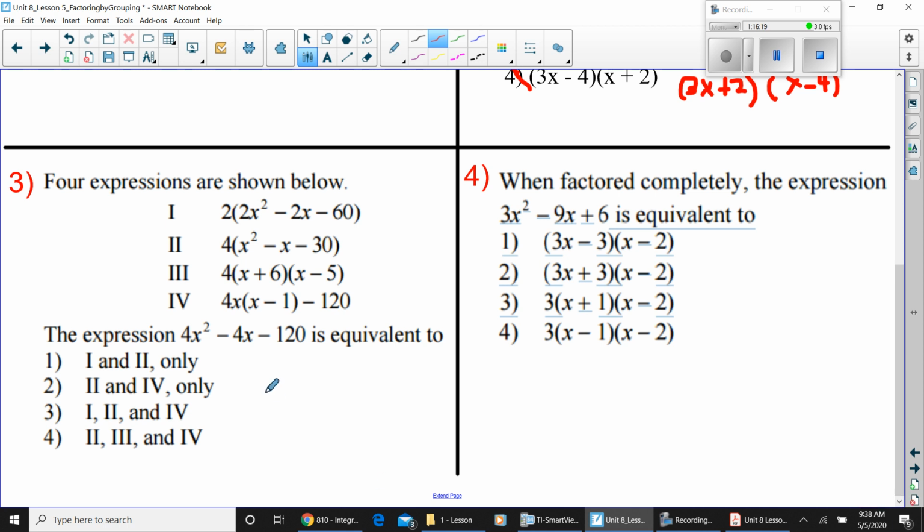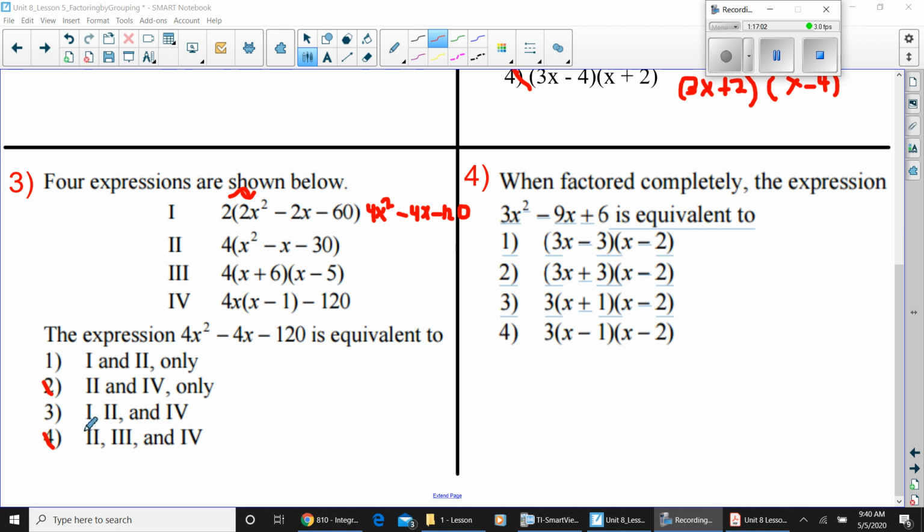So take a look at what we have here. 4 expressions shown below. I would just distribute for all of them. Go ahead and distribute for all of them and see what you have here. I would do number 1 first. If number 1 is an answer, you could cancel out number 2 and number 4. So I would do number 1 first, distributive property, and press pause now. So like I said, number 1 does equal this.